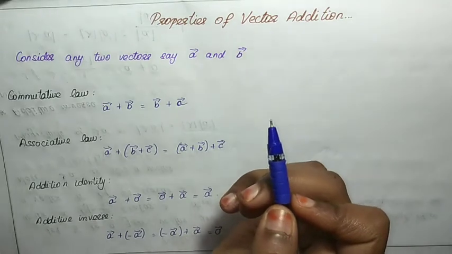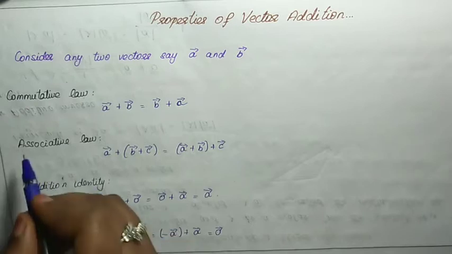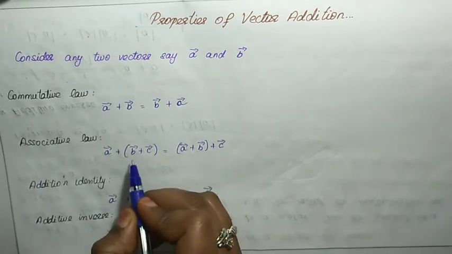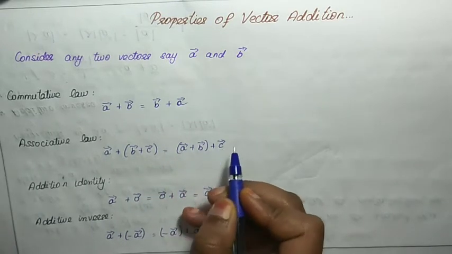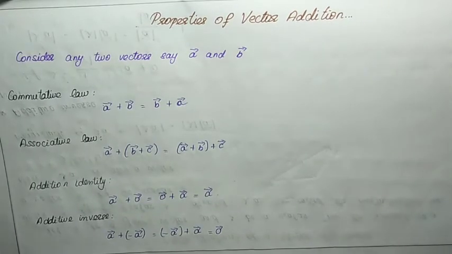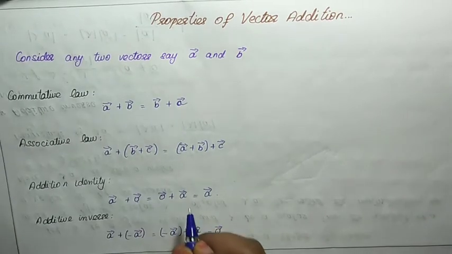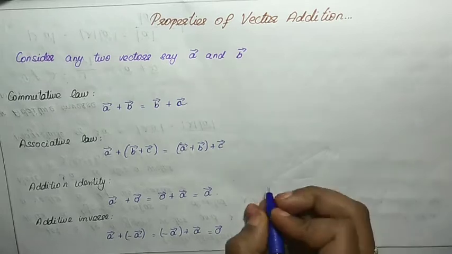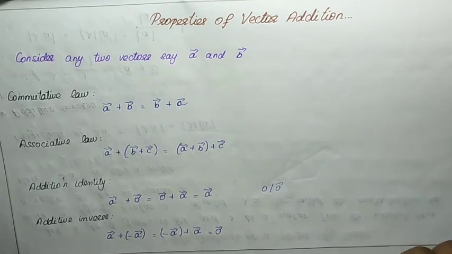Commutative law means what? A vector plus B vector equals B vector plus A vector, right? Next, associative law. So A vector plus B vector plus C vector equals A vector plus B vector plus C vector. Next, additive identity. What is additive identity? Adding some number with 0, right? That is what additive identity is. So A vector plus 0 vector equals 0 vector plus A vector equals A vector. You can just write it as 0 or 0 vector. It is always preferable to write 0 vector because we are dealing with vectors.